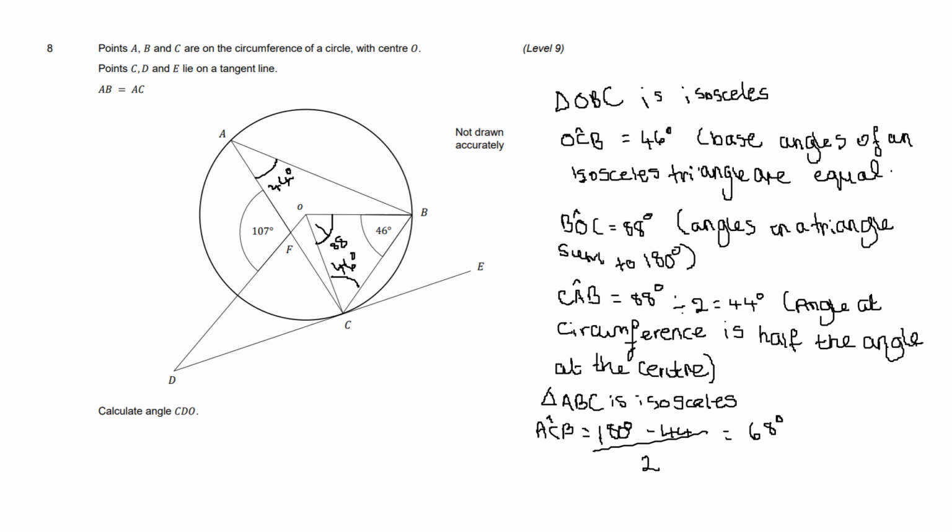Now if I have a look at FCO. FCO is 68 degrees. So ACB is 68 degrees. So this whole angle here is 68 degrees. And we know that OCB is 46 degrees. So if we find the difference between the two, we'll be able to find FCO. So FCO is going to be 68 minus 46, which is 22 degrees.